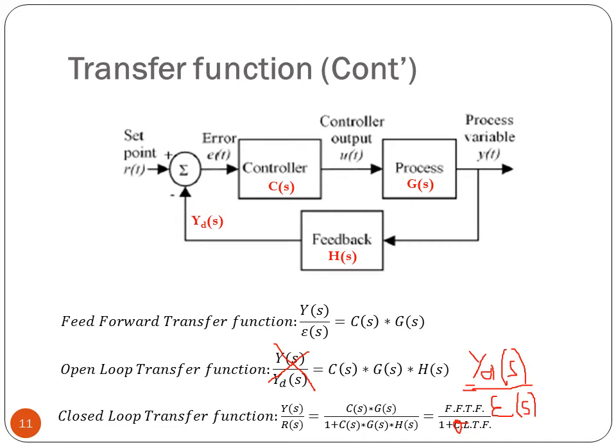Going back to any system, it can be presented by these three blocks: the basic systems, of course, the controller, the process, and the feedback, which could be the sensor. From the system, we can calculate three different transfer functions: the feed forward, the open loop, and the closed loop. The feed forward is the relation between the output y of t and the error input. So we can express it as y of s over epsilon of s being equal to g of s times c of s. As for the open loop, it is like doing the process but once.